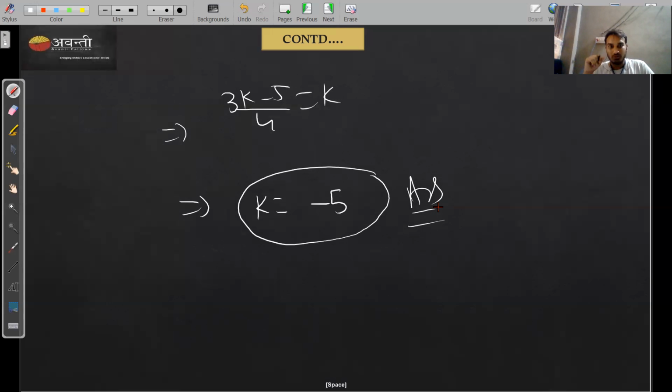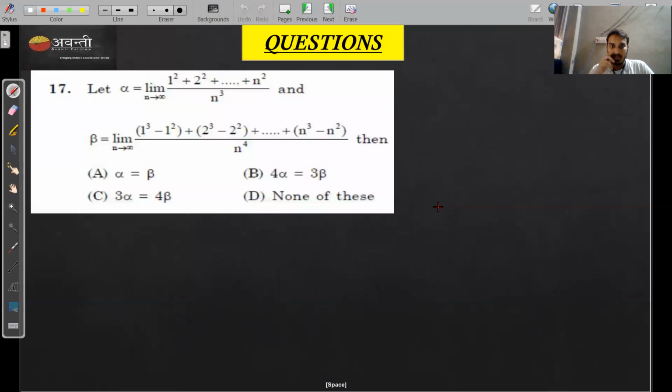Okay, so now let's proceed to the next one. This is a very easy question, very easy one. I think everybody should get this, at least this, because this is like the bonus marks, okay? See, alpha is given in the question, and beta is given in the form of a limit, and I have to find the relation between alpha and beta, okay?